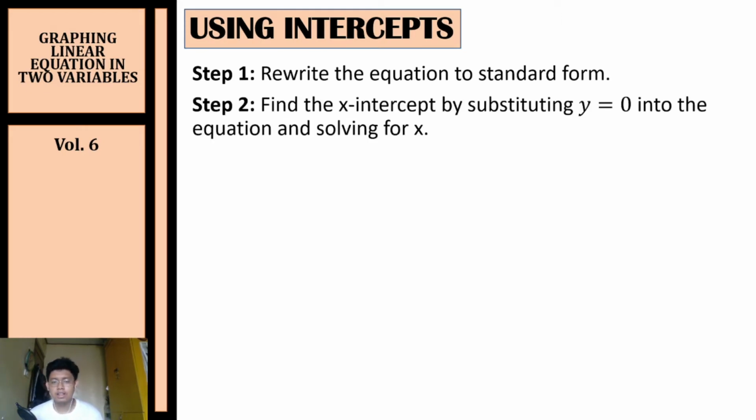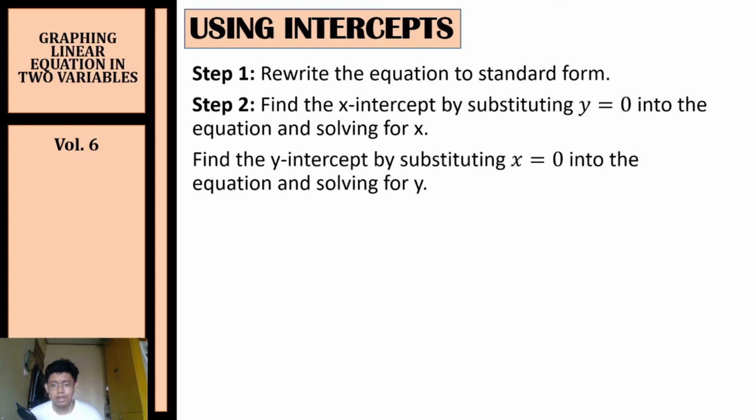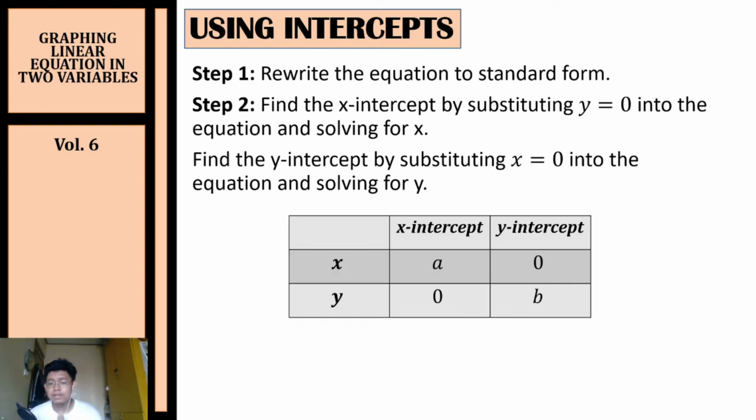The second step is finding the x-intercept by substituting y is equal to 0 into the equation and solving for the value of x. Then find the y-intercept by substituting x is equal to 0 into the equation and solving for the value of y. We can also use this table as our guide in finding the x-intercept and the y-intercept. We substitute 0 for the values of x to solve for the value of y, and then substitute 0 for the value of y to solve for the value of x.